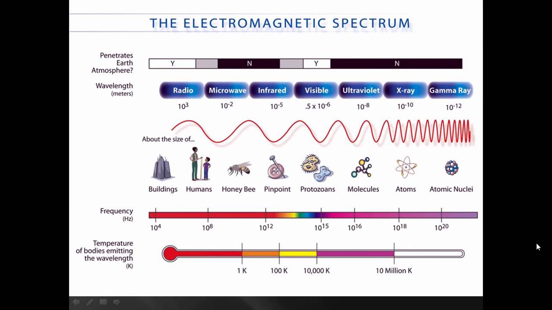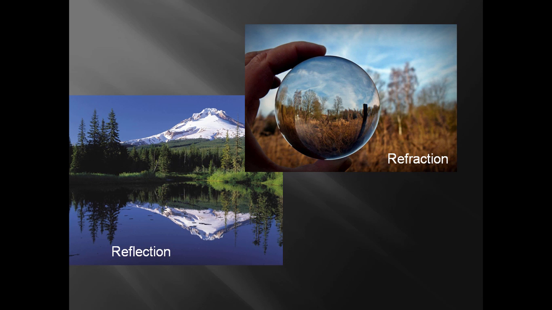This is the electromagnetic spectrum, and light waves go from extremely long wavelengths to very short wavelengths, and they have very low energies at one end and very high energies at the other, and these enable different parts of the electromagnetic spectrum to have different properties and different uses for us. Light can also reflect, and it can refract, and you should know the difference between those two. Reflection is the bouncing of light, refraction is the bending of light.